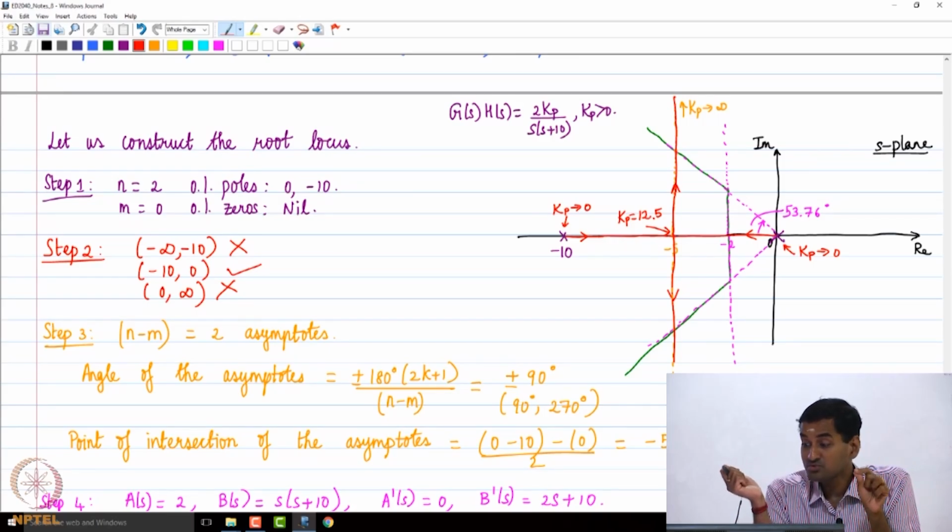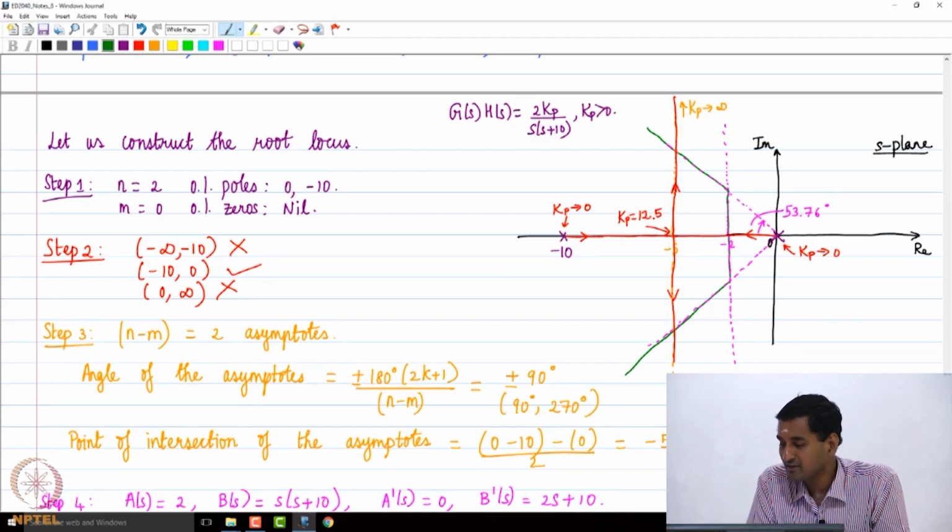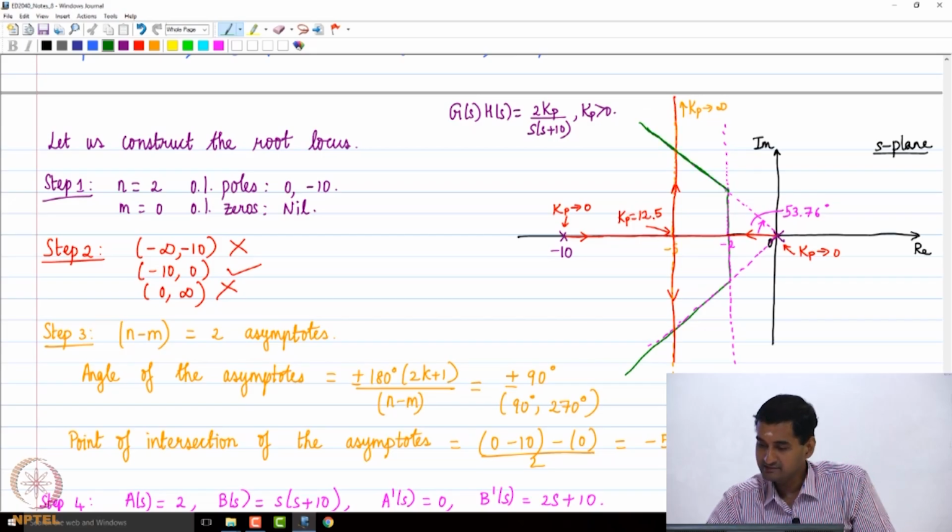Now we want closed loop performance, right? So the question is, for what range of Kp would both branches lie in that open trapezoidal region? That's the question we need to ask ourselves. So how can I determine that? See, where is the open trapezoidal region? Let me redraw it, highlight it in green once again. So it is this. So for what values of Kp would the 2 branches lie within this region? How do I find it?